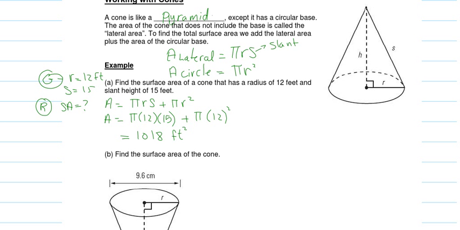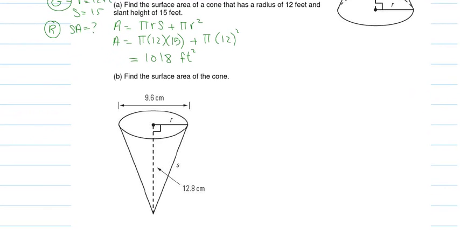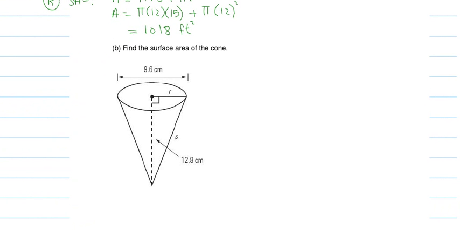So in this case, what is given to me? I have the diameter, the height, not the slant height. They gave me the height of the cone, going from the middle of the circle to the tip of the cone, not the slant. What do I need to find? The surface area. So first I need to find the radius, because I don't use the diameter in my formula.